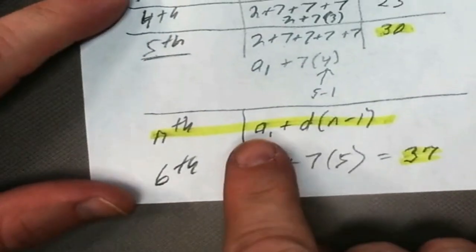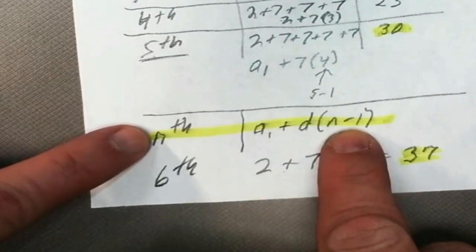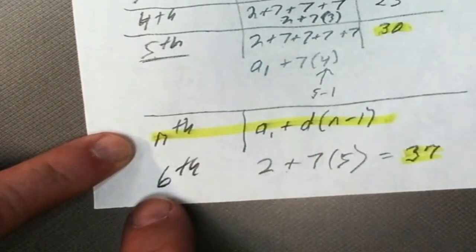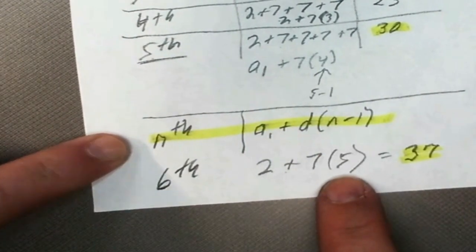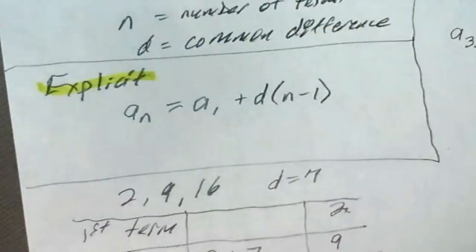If we just take the first term and multiply the common difference by 1 less than the term we're looking for. We're looking for the sixth, take 5. So here is our explicit formula right here. So I'll highlight these.